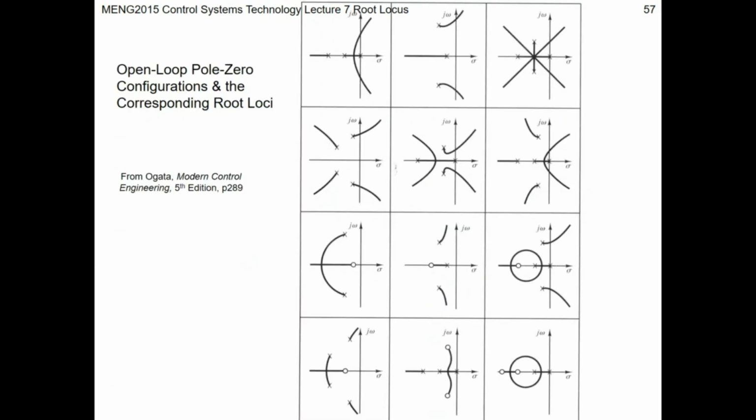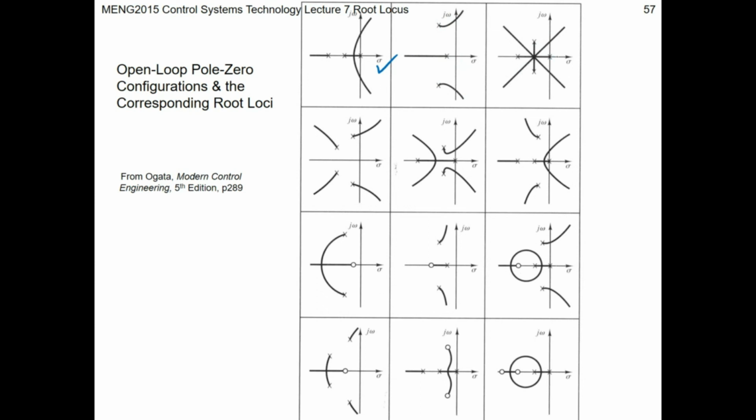Here is an extract from Ogata, one of our course texts, showing a lot of different forms of loci with different types of poles and zeros. So with this one we're familiar with. This is our basic 3-pole, no zeros. And you could also have 3 poles but a complex conjugate pair. The asymptotes are going to be the same. They're still going off at plus minus 60 degrees and minus 180, but the shape of the loci is a bit different.